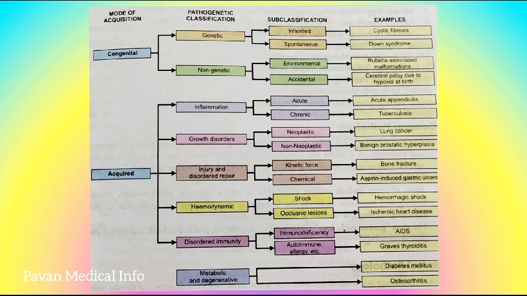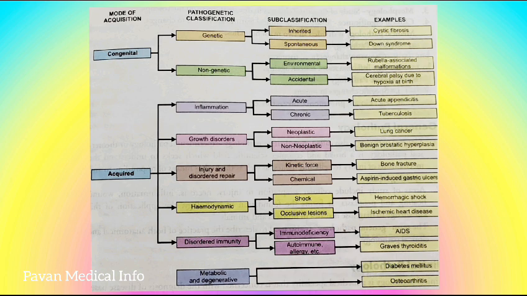What does cerebral palsy mean? It is the disorder which affects the movement of the muscle or tone of the muscle, that is known as cerebral palsy. So till now we have discussed the acquisition under congenital, where the first one will be genetic, the second one will be non-genetic.